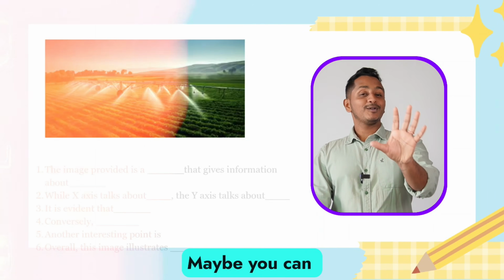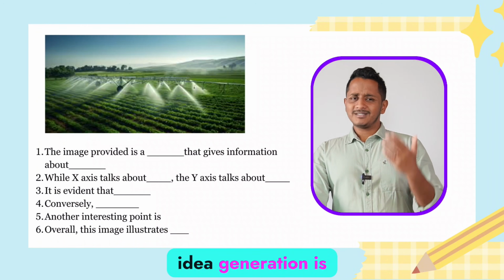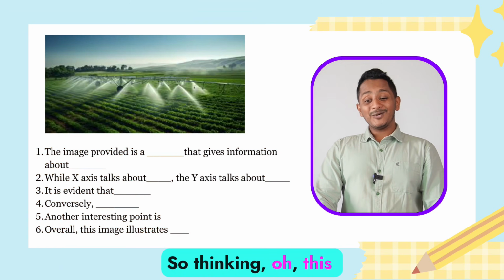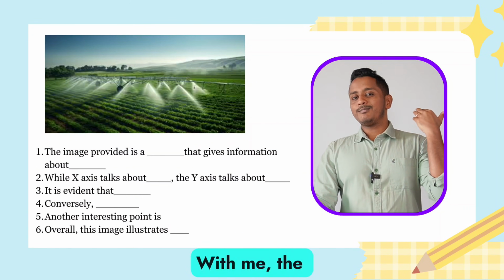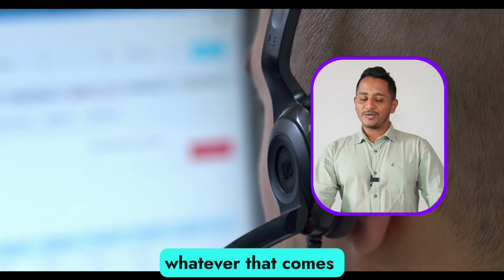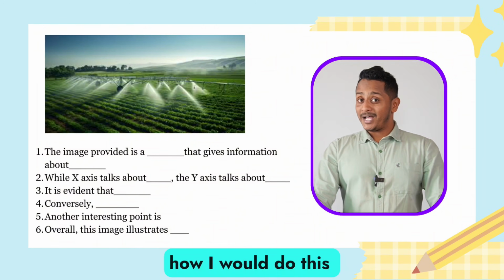Now let's go to the next image. Maybe you can pause the video, try doing it on your own. Generate the ideas. Idea generation is just blocked here because of your own psychological thinking. So you're thinking, oh, this is not a correct idea. As a result, you're not able to think further. With me, that blockage is not there. It's like a free soul, free bird. I'm just going on with whatever comes to my mind. Pause the video, try doing it. Let me help you with how I would do this.